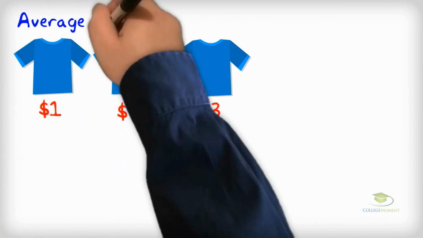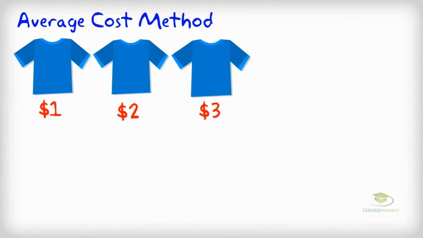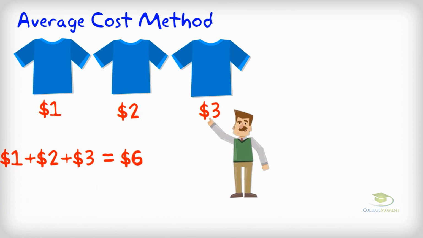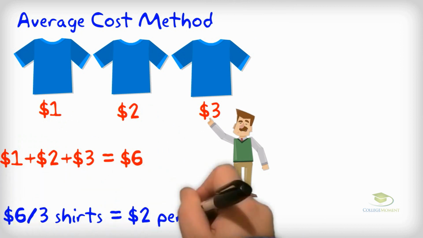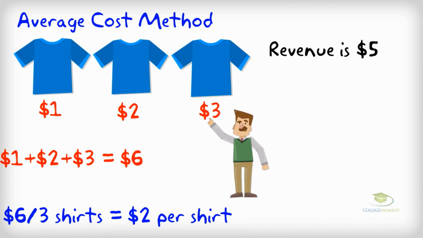Under the average cost method, we simply find the average cost per shirt. We do not care which t-shirt this guy picked. The average cost per shirt is calculated to be $2 per shirt, and that is our cost of goods sold. Therefore, the gross profit is $3.